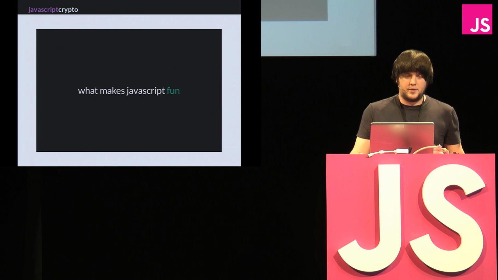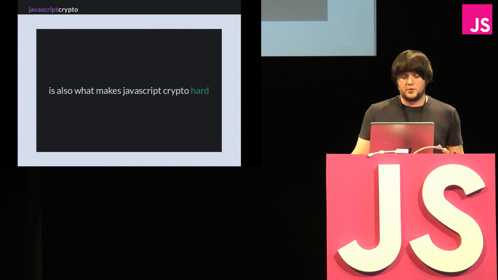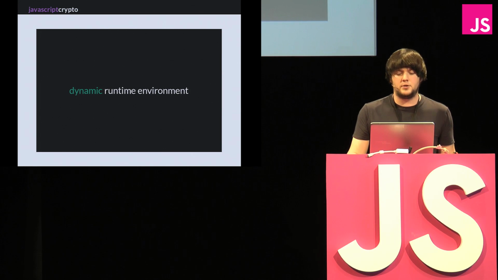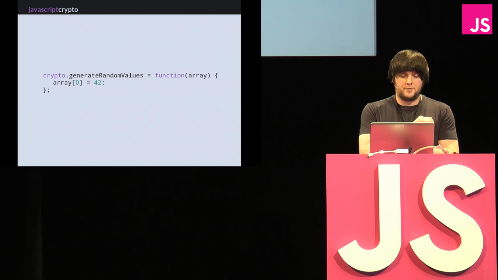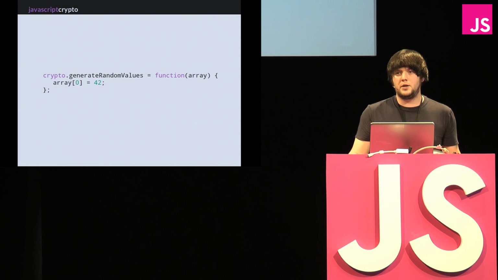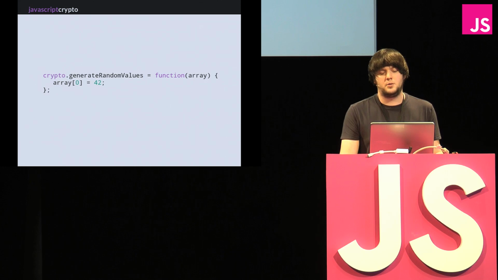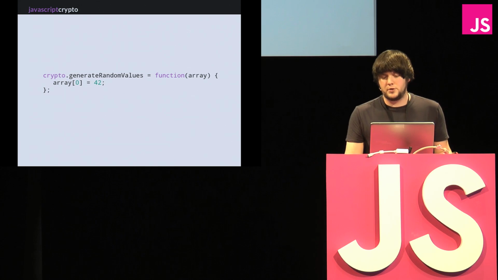Another problem with the language itself is that what makes it so fun is the same thing that also makes writing crypto hard, and that's that we can change everything at runtime as we want to. So nobody prevents you from doing something like this. If you think you can provide a better random number generator, you can simply override the built-in functionality. And this works with Firefox 23, actually. So there's nothing that makes this immutable. You can just override it.